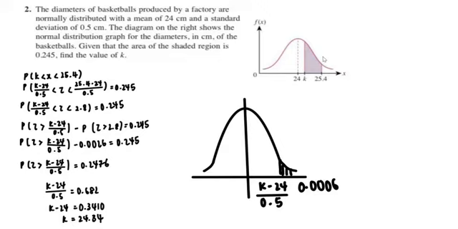Probability of S is larger than K is 0.245 plus probability S is larger than 25.4. We know the value is 2.8, so probability Z is larger than 2.8. We can find this value from our table: 0.00256, and this one is 0.245. Probability of Z is larger than K is equal to 0.2476. K minus 24 divided by 0.5 equals 0.682. We multiply 0.5 times 0.682, which is equal to 0.3410, and lastly we get the value of K, 24.34.